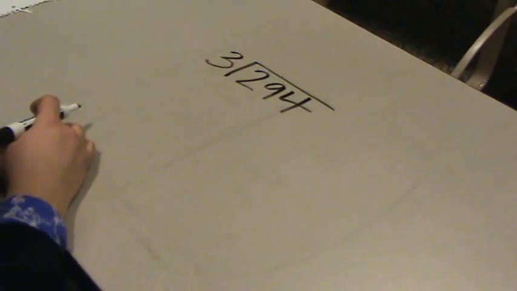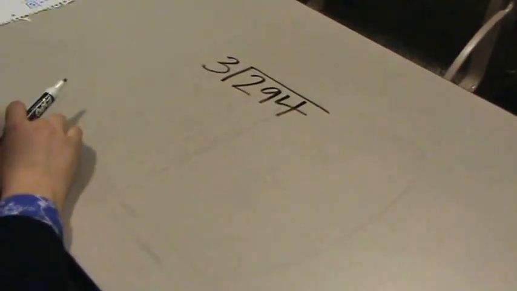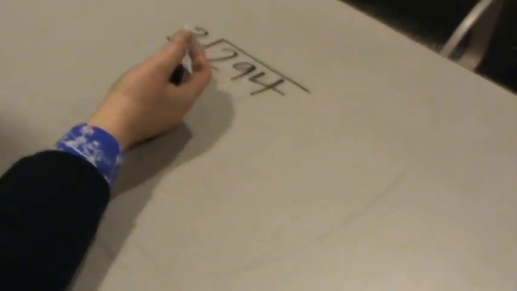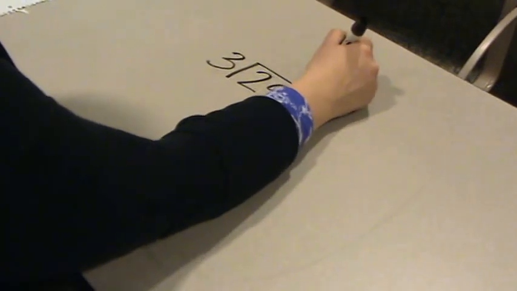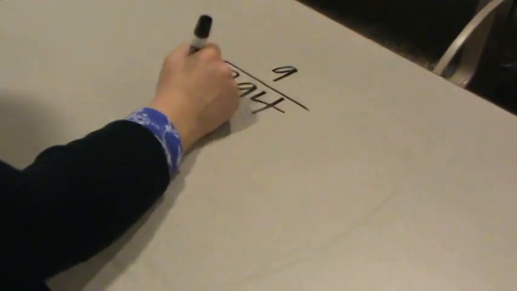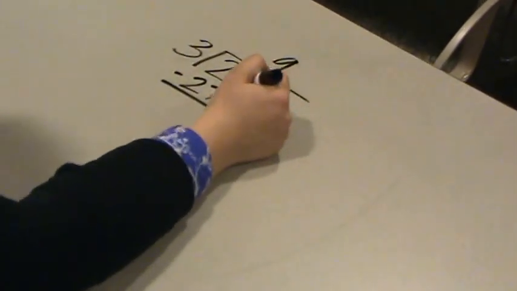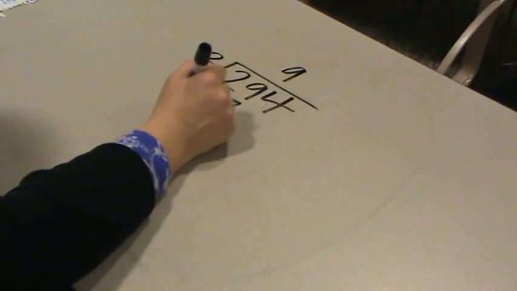So I'm going to say 3 goes into 2 how many times? And I'm going to say, oh, that can't happen. So now we're going to jump over to this 29. And I'm going to say 3 can go into 29 how many times? I know that 3 times 9 is 27. And now we're going to subtract that. So 9 minus 7 is 2. 2 minus 2 is 0.